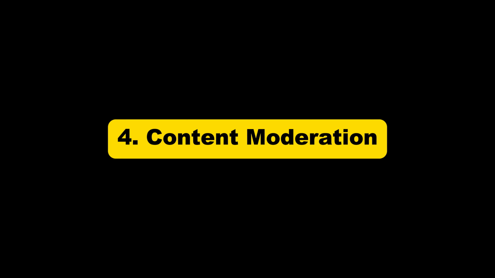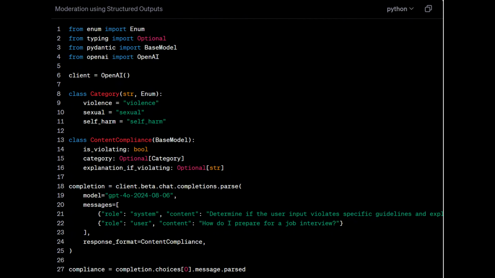Now let's look at one final example where we are using structured outputs to automate content moderation by classifying inputs, and here's how it works. We define an enum category that lists potential violations like violence, sexual, or self-harm. We create a Pydantic model, content compliance, with fields to indicate whether the content violates any rules, the specific category of violation, and an explanation if it does.